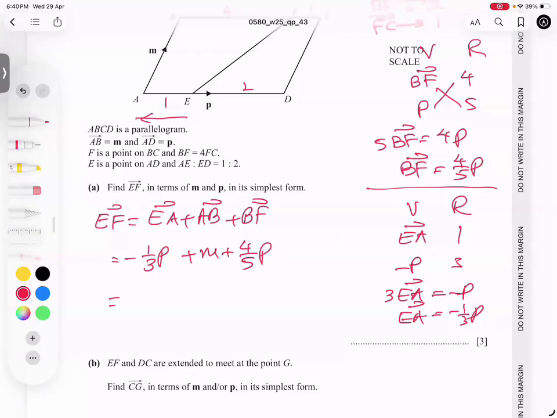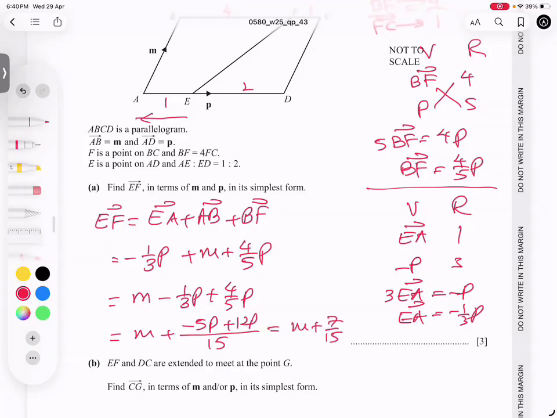So last step, I'm writing M here as it is. And these two values I'm simplifying: negative 1 over 3P and plus 4 over 5P. If I use a calculator, or I can check it, LCM 15, so negative 5P and 12P. And I'm getting here M plus 7 over 15P. So this is my answer of the first part.